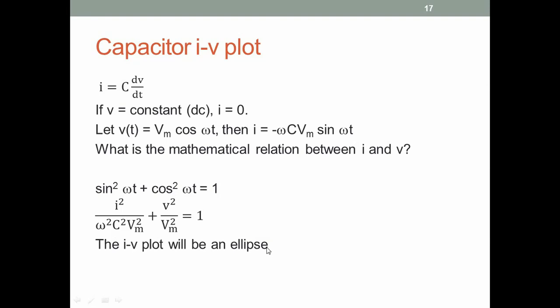Suppose the voltage was a linearly increasing value, then the current will be a constant, and that will give us a different IV plot. So IV plots of capacitors cannot be drawn generally. They can be drawn only for specific types of currents and voltages flowing in the circuit element. Alright, so that finishes this chapter and this lecture.